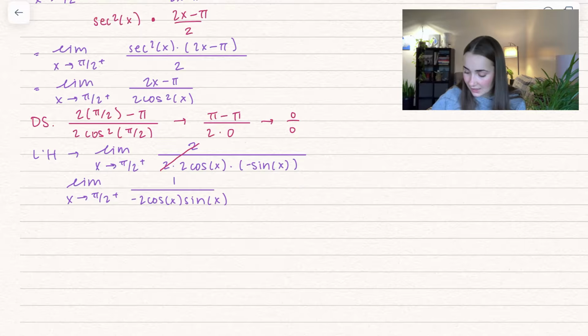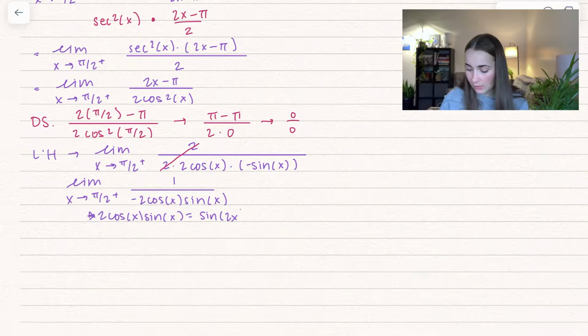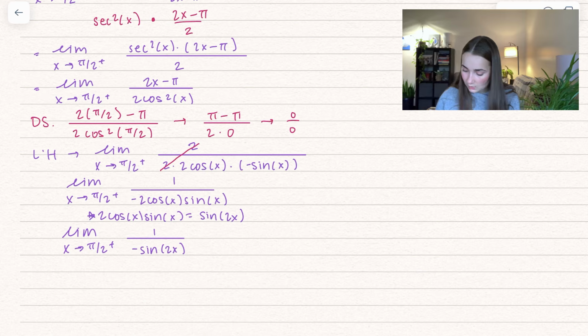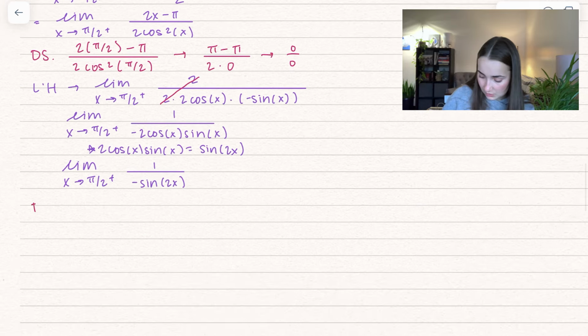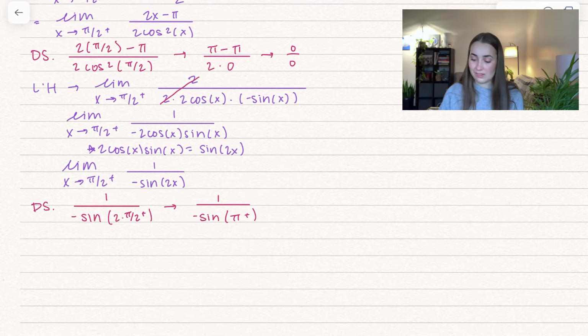There's also a trig identity where we have 2 cosine of x times sine of x is equal to sine of 2x. I think if you didn't remember that, it will still totally work, but let's go ahead and rewrite it. Okay, so now this looks pretty dang simplified. We want to go ahead and try direct substitution again, so let's plug in pi over 2 from the right side. Okay, so it's negative sine of pi from the right side.